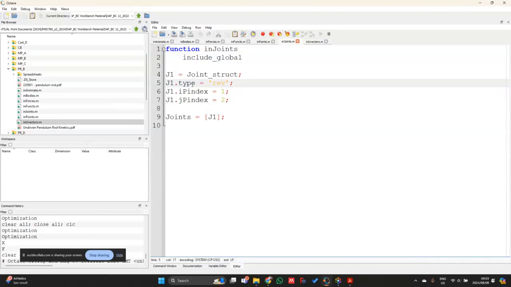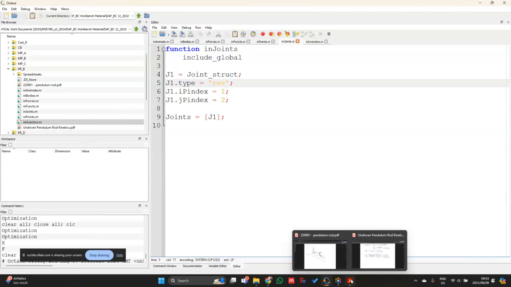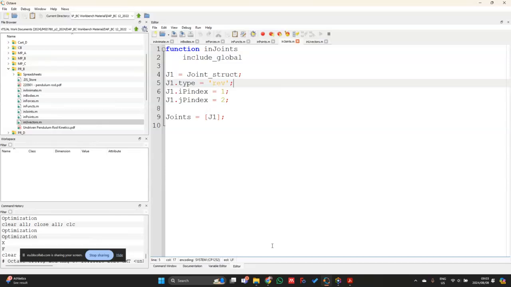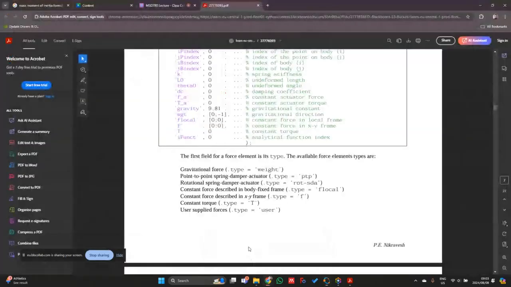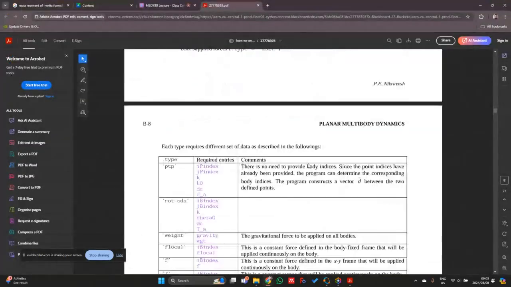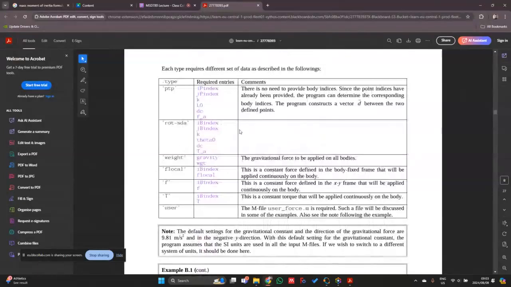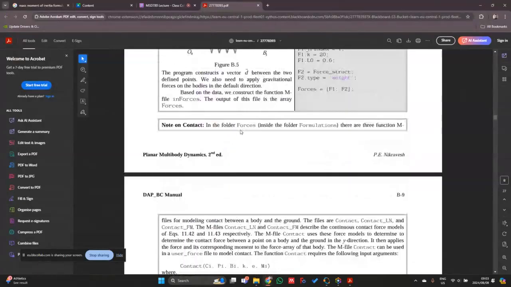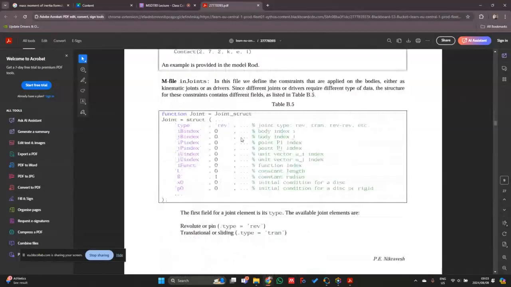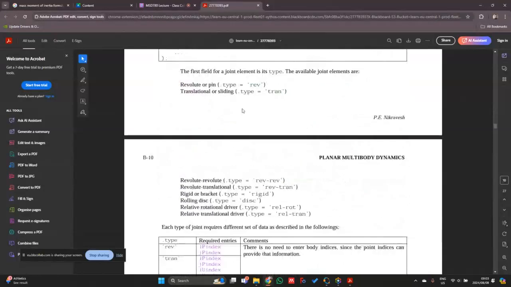Then I need to specify what type of kinematic joint I'm working with, and in our case, it's a revolute joint. If you once again go to the appendix B file over here, I think they do have in joints available as well. Over here they give a breakdown of the different types of joints that you can specify. In our case, we want a revolute joint, so we just specify rev.